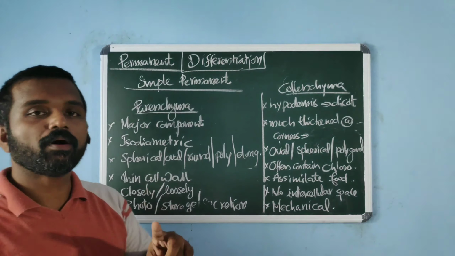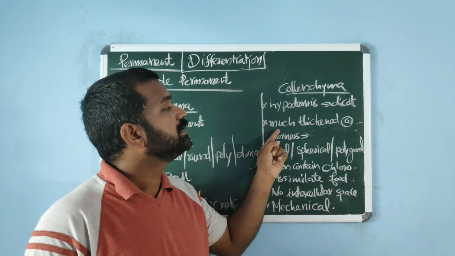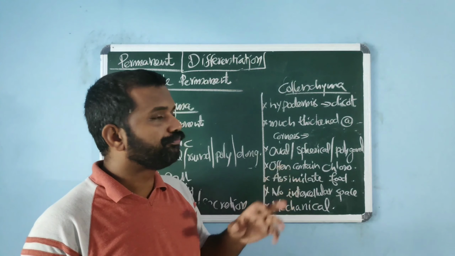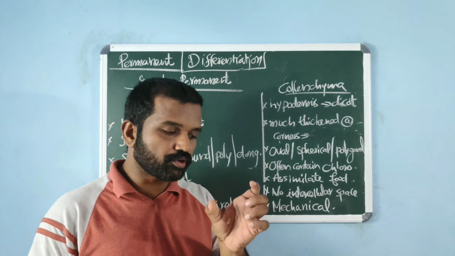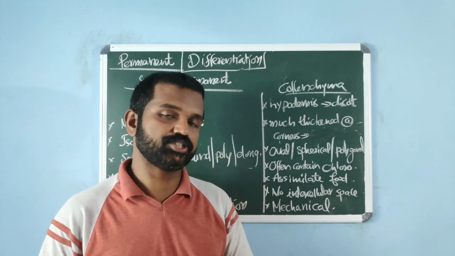Next about collenchyma. Collenchyma forms hypodermis in dicot, that is a layer below epidermis. Then its specialization in the structure, that is it has much thickened cell wall at corners due to deposition of cellulose, hemicellulose, pectin. Then shape can be either oval or spherical or polygonal. Then they often contain chloroplast, and if chloroplast is present, they assimilate food, that means they can perform photosynthesis.